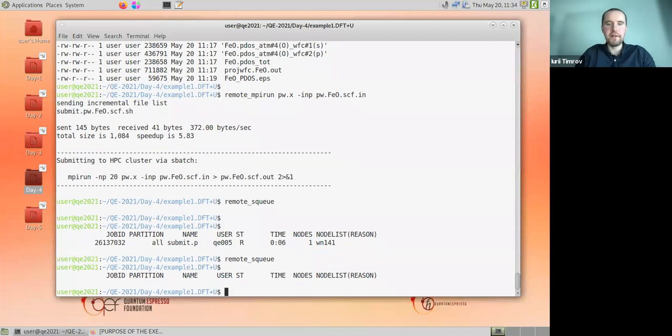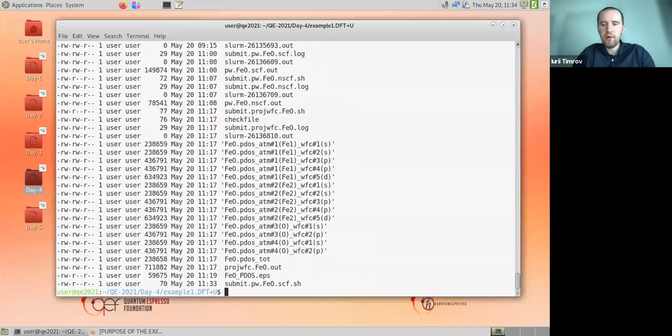Okay, so SCF is finished. Now let's submit the HP calculation. So remote mpi run hp.x, and the name of the input, it's hp.iron-oxide.in.